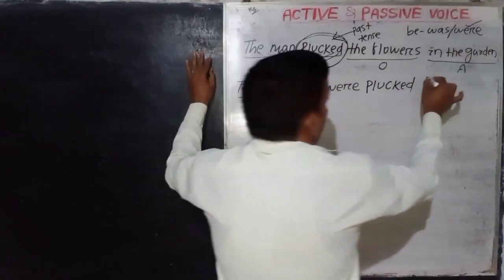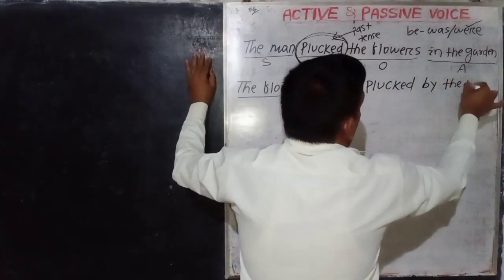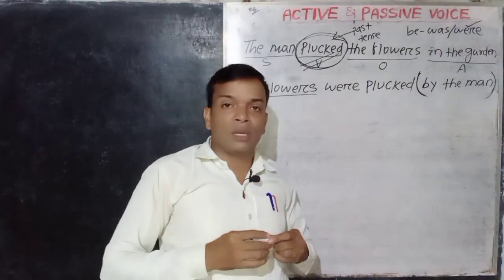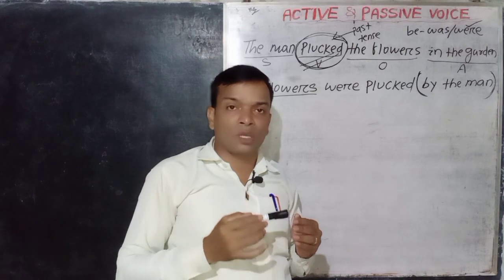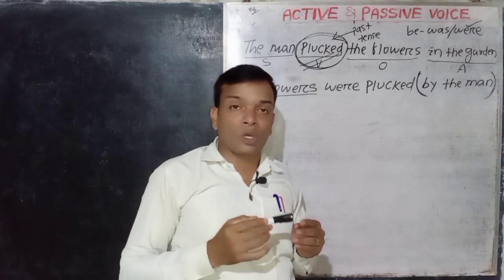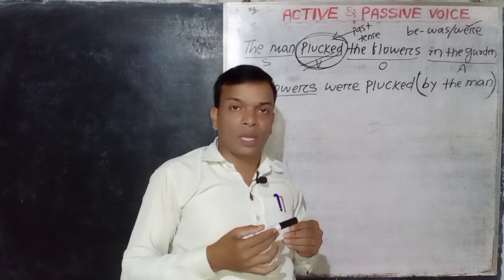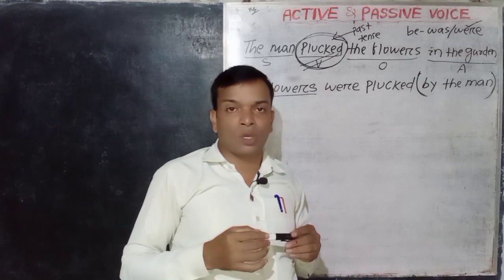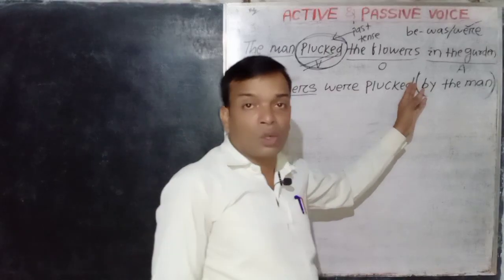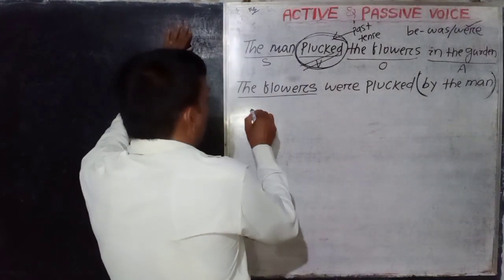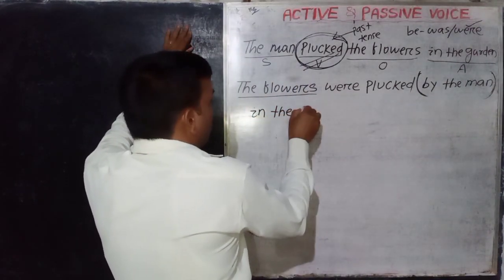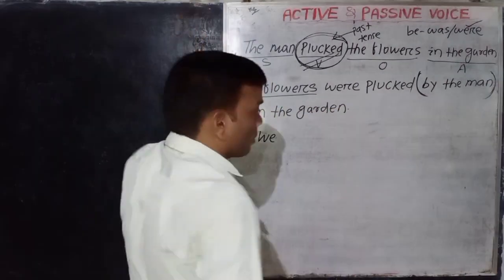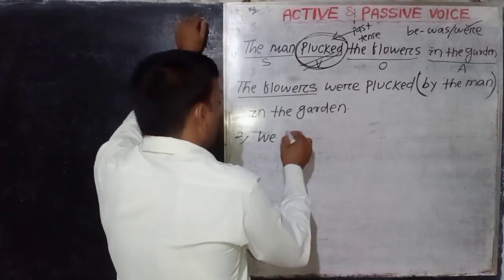Then by plus agent, by the man. Okay, by the man in bracket. I have already told you, in bracket means by plus agent or by plus subject in your passive is optional. It is not compulsory. You may use, you may not use. Almost 80 to 90% of passive sentences are used without the by phrase. So by phrase is not compulsory. Clear? Then write the extra item of the sentence, that is the adjunct in the garden. In the garden.